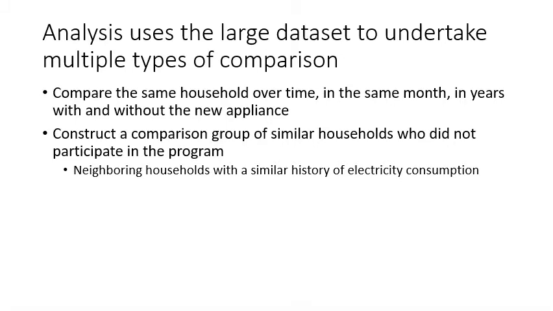So to account for these issues, the analysis uses this large data set to undertake multiple types of comparison. They're going to use what are called fixed effects to compare the same household over time in the same months and years with and without the new appliance. I don't expect you to know what fixed effects are, but that's what they're using, and they're going to use a matching approach. Construct a comparison group of similar households who did not participate in the program. That's the matching approach. In other words, neighboring households with a similar history of electricity consumption.